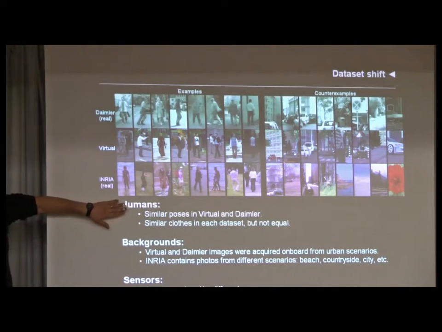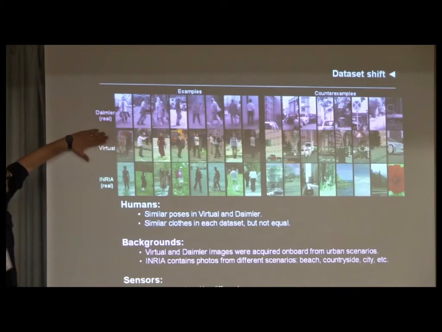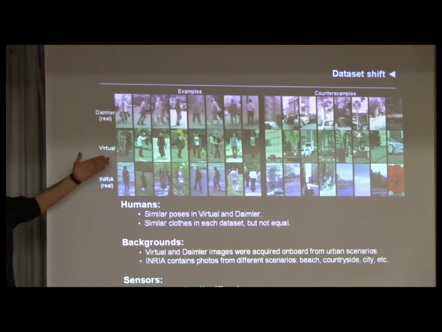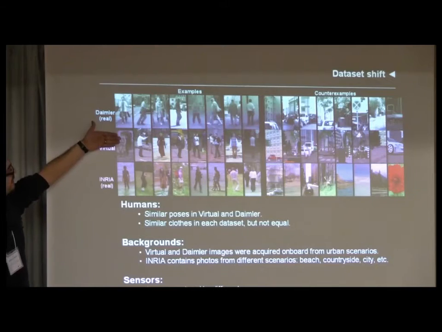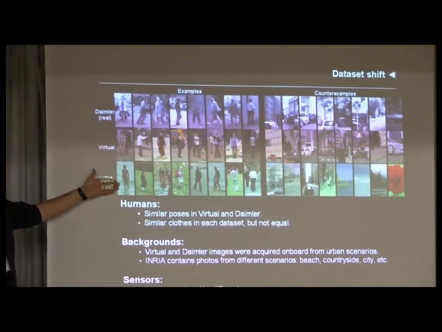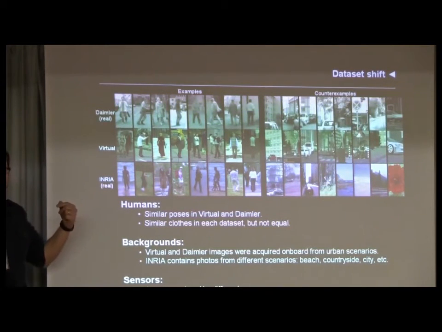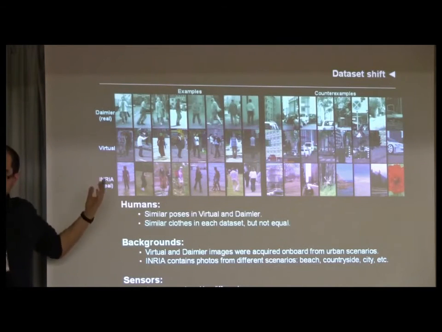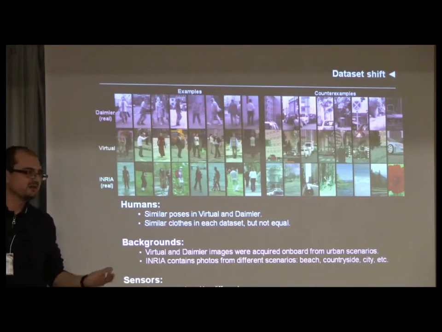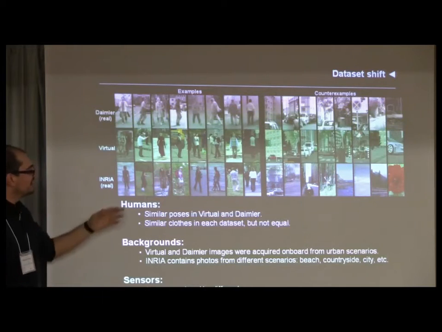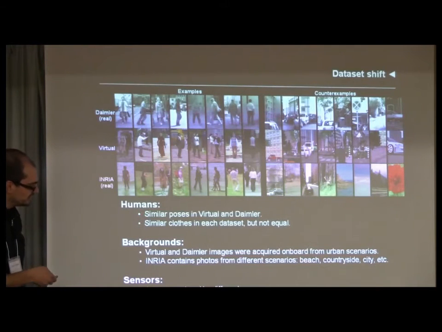What happens here? If I look at the 3 data sets we have been working with, it turns out that the virtual and the Daimler come from a series. This means that the typical pose of the people and the typical background are more similar between these two than with this third one. Why? Because here you have, for instance, pictures from the beach, indoors, and the snow, and the backgrounds are different. The pose of the people is different because you don't stay like this in the street when you are walking. And here they were posing for the photograph. So you have differences in the humans.